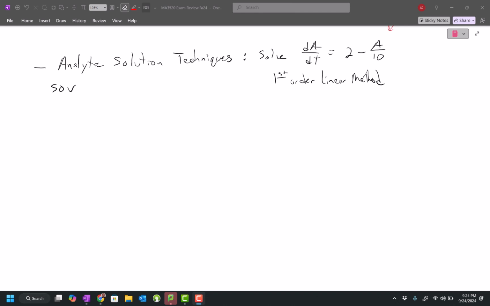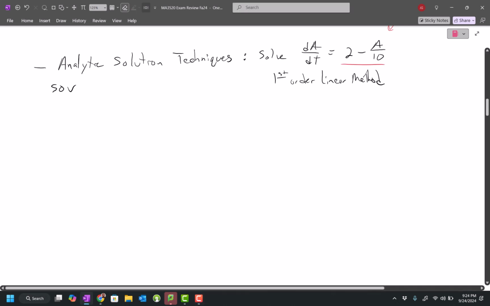To separate the variables, I'm going to divide through by the entire right-hand side. I'm going to get 1 over 2 minus a over 10. From there, I'll feel like I'm multiplying through by dt. We know that's not exactly true, but we can kind of treat it like that. So that's me separating the variables. From there, I'll integrate both sides.